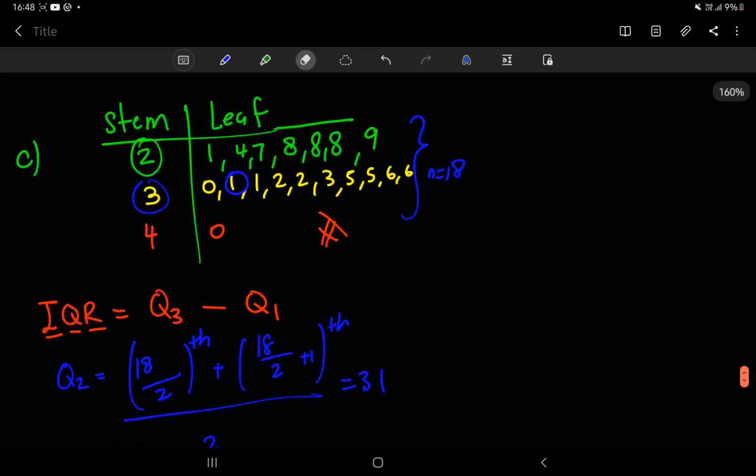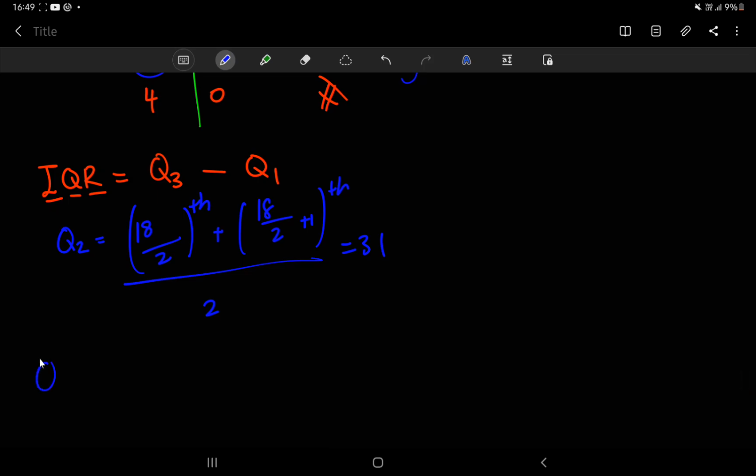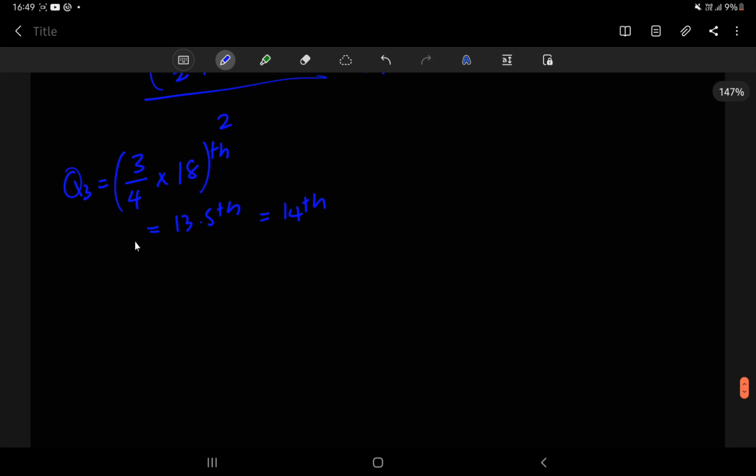Our third quartile is located at 3/4 of the data times 18, which is 13.5. We round it off to the 14th position. So the 9th, 10th, 11th, 12th, 13th, 14th is 35. So our third quartile is 35.